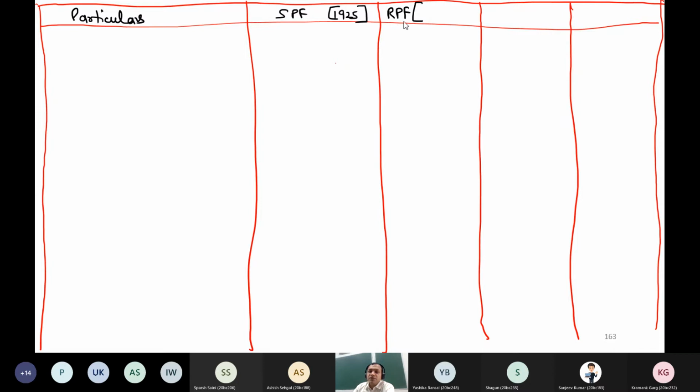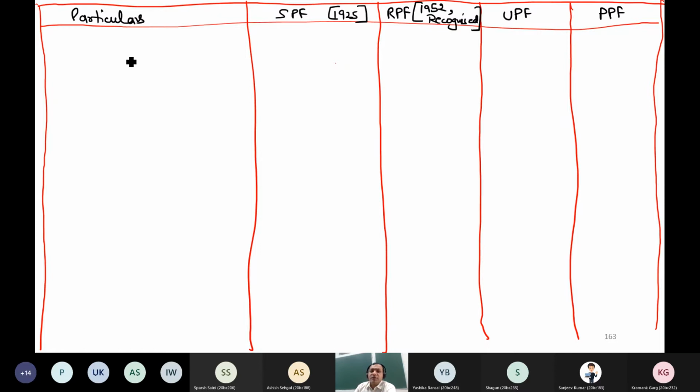RPF, that provident fund in which the 1952 Act is applicable, and also that provident fund in which the Act of 1952 might not be applicable, but it is recognized by the tax department. UPF, not recognized by the tax department.